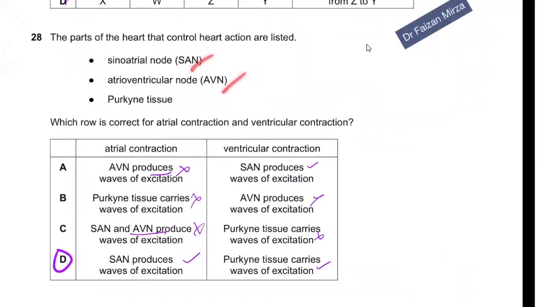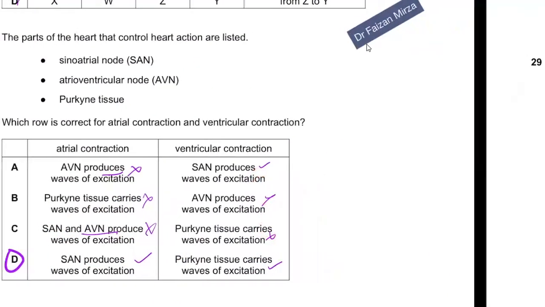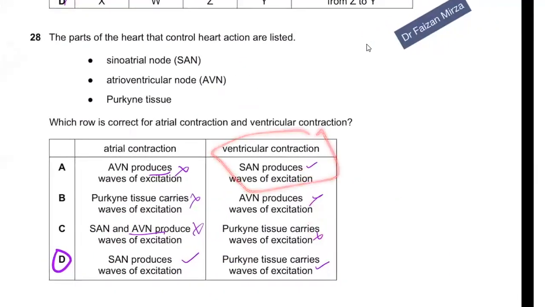The parts of the heart controlling heart action are listed. You are given SAN, AVN, and Purkinje tissue. Atrial contraction is not by AVN, not by Purkinje, and not by SAN and AVN combined; it's only by SAN. Ventricular contraction is because of Purkinje. Again, you just cross out the wrong options. And for ventricular contraction, the excitation is produced by SAN. Yes, this option is correct, but the option given against atrial contraction is wrong. So other options are just outright wrong.